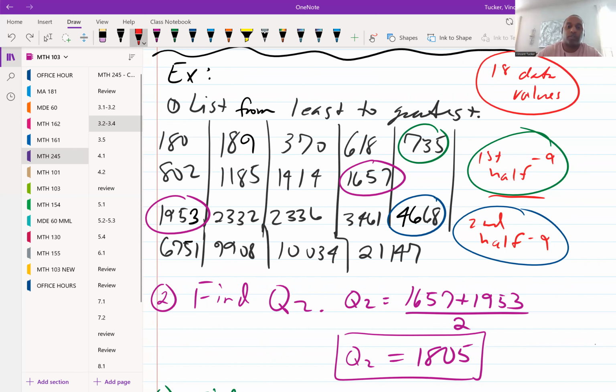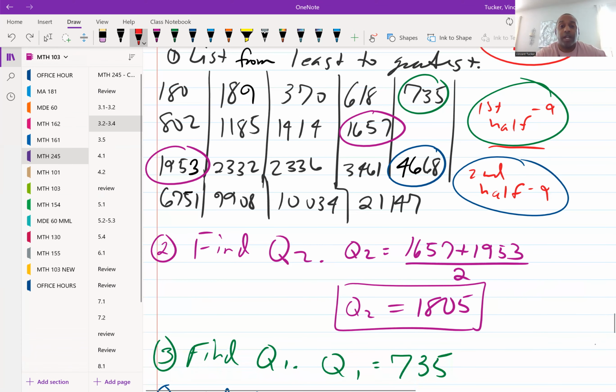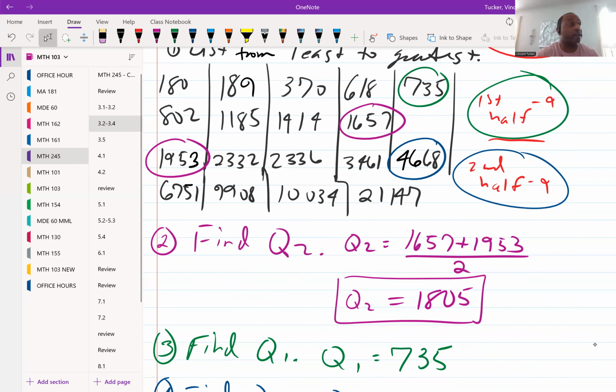All right. So I tried to color code what I was doing. So the Q2 goes with the purple. Remember, that's the first one you find. You find Q2, which is the middle data value of your whole data set. Then you go to find Q1, which is the middle data value of your first half of data. Now, remember, I have 9 data values in the first half of data. So that means I have a middle number, which is 735. I don't need to calculate because I have an odd number of data values.